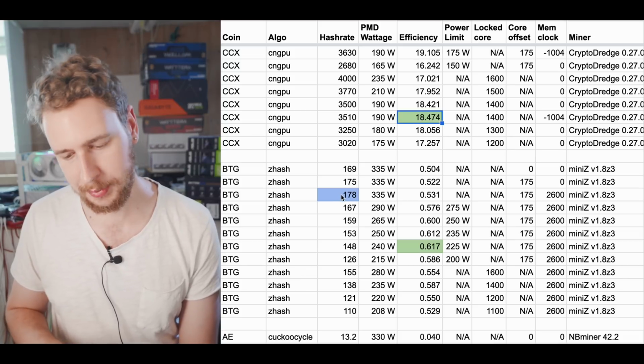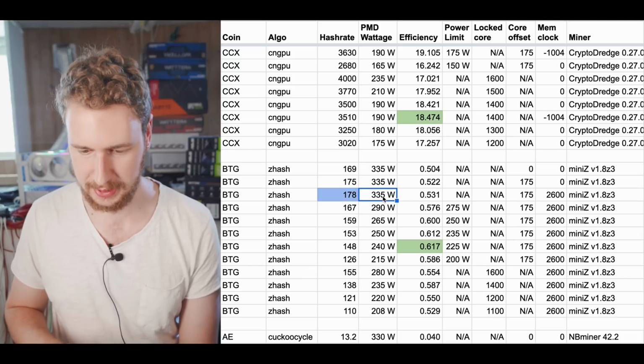Moving on, we have Bitcoin Gold, which uses the Equihash 144,5 algorithm, which is also another Equihash variant. Highest hash rate we were able to get there was 178 solutions per second at 335 watts.